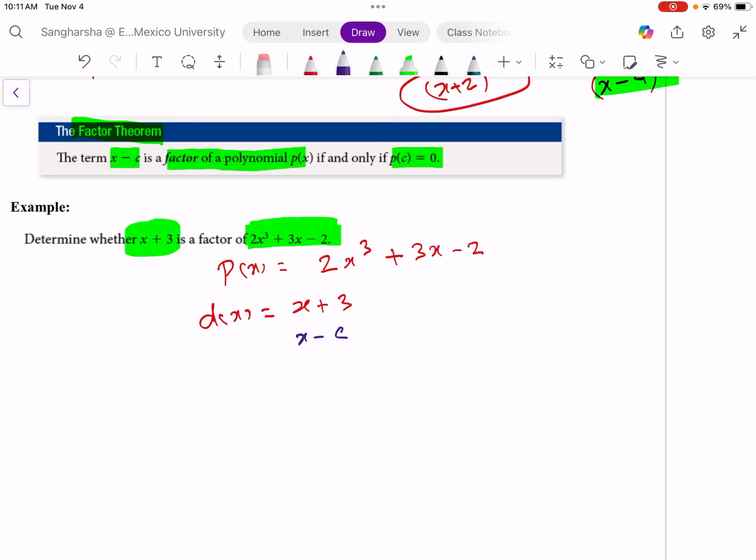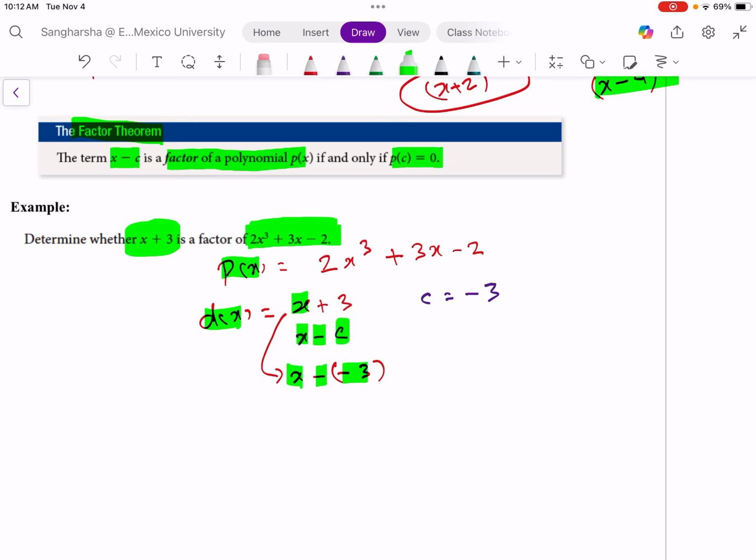If we compare this, what do we get for c? What should our c equal? For x we have x, right? Now we can rewrite x plus 3 as x minus negative 3, so these two are the same thing. For x we have x, for the minus sign we have minus, and for c we have -3. So our c is -3. We want to know whether, when we divide p of x by d of x, our remainder is 0 or not. So our target is finding the remainder.